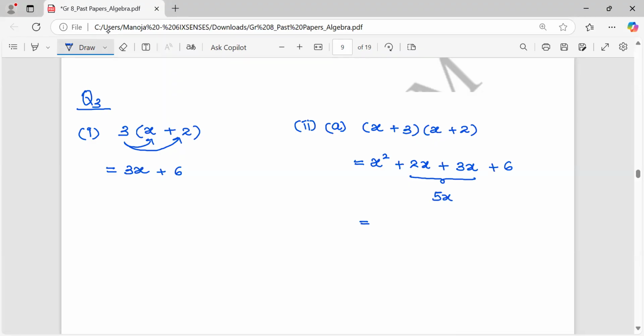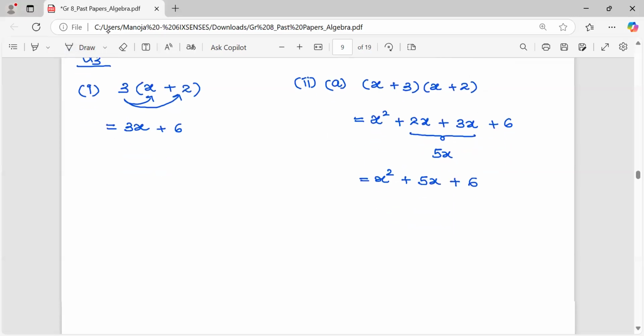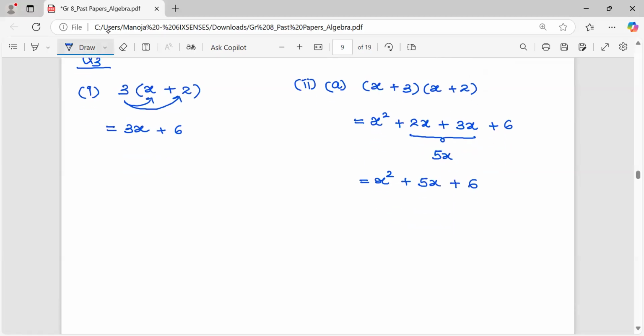So then I rewrite and conclude my answer: x squared plus 5x plus 6. I double check. x plus 3, x plus 2, x squared, 2x, 3x, 6. 2x and 3x is 5x. Therefore, my final answer is x squared plus 5x plus 6. Right, so then I will move to part 2.